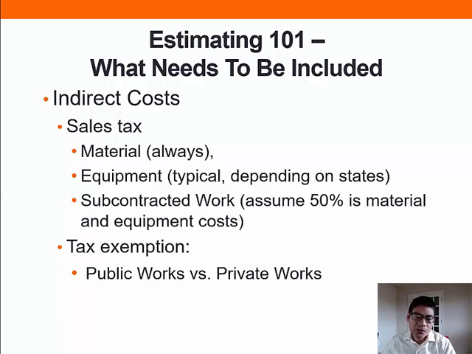Since a subcontract includes both materials and equipment costs, the equipment and material cost portion should be subject to sales tax. Typically, we assume 50% of the subcontract costs are material and equipment costs. Of course, there are exceptions for sales tax if a project belongs to a nonprofit organization or a tax exemption entity such as government, school, and churches. Then sales tax should be exempted, and we do not need to include sales tax in the estimate.